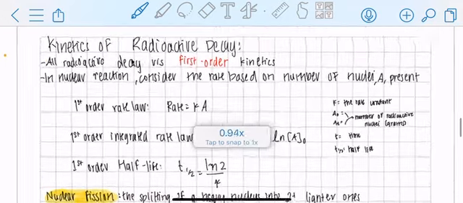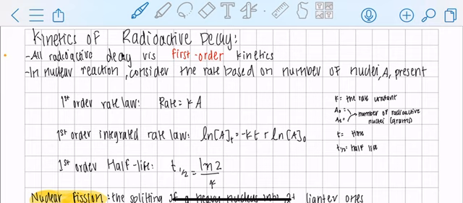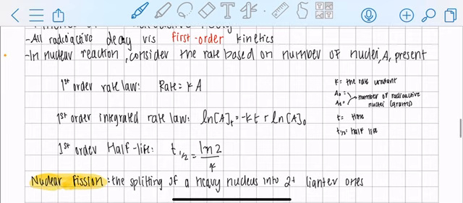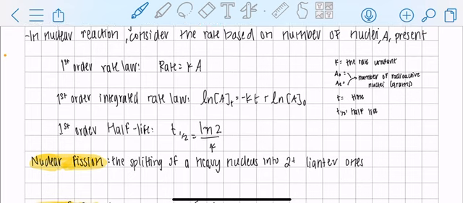Now we'll analyze the kinetics of radioactive decay. All radioactive decay occurs via first-order kinetics. In a nuclear reaction, consider the rate based on the number of nuclei, A, present. So, like we said, it's first-order kinetics. So the rate is k times A. The rate law is ln of A at t is equal to minus kt plus ln of A at 0. And the half-life, or t at 1/2, is ln of 2 over k.